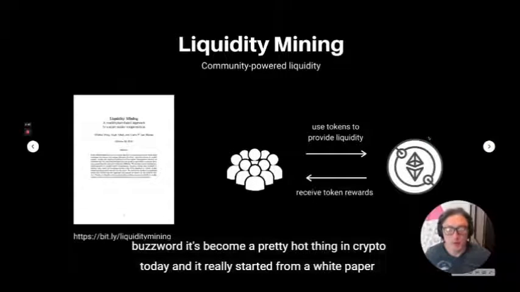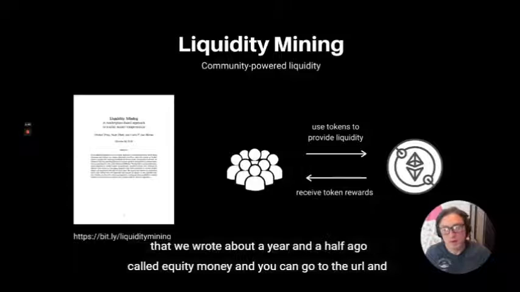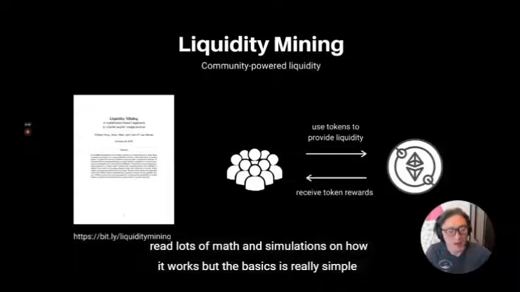You may have heard the buzzword. It's become a pretty hot thing in crypto today, and really started from a white paper that we wrote about a year and a half ago called liquidity mining, and you can go to the URL and read lots of math and simulations on how it works. But the basics is really simple.